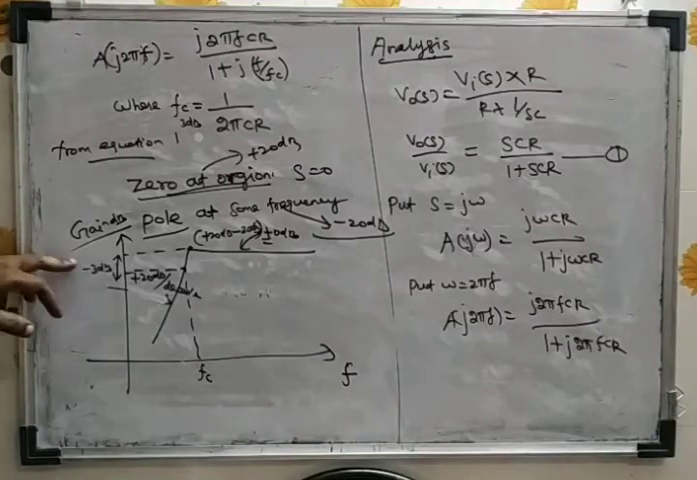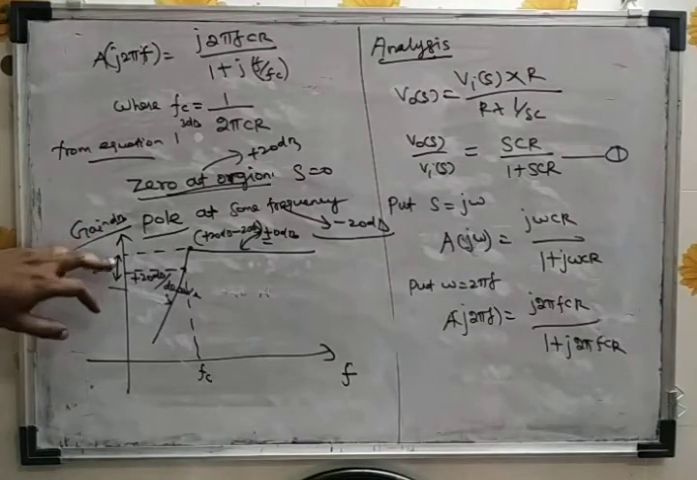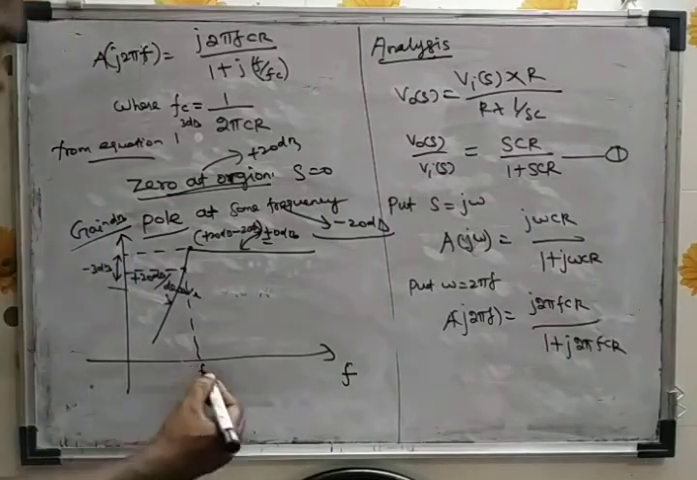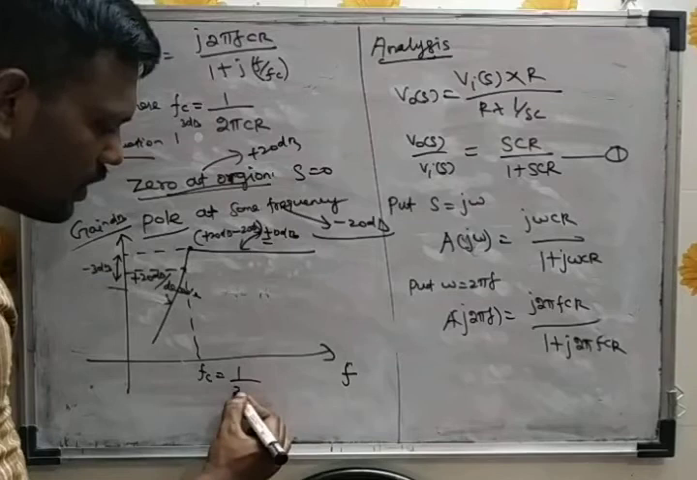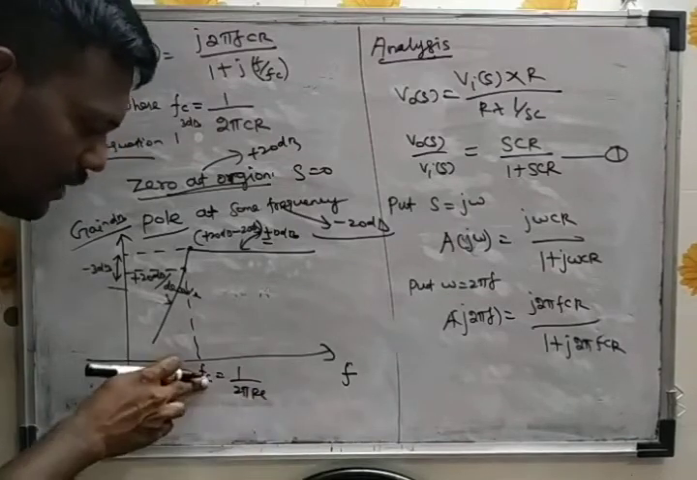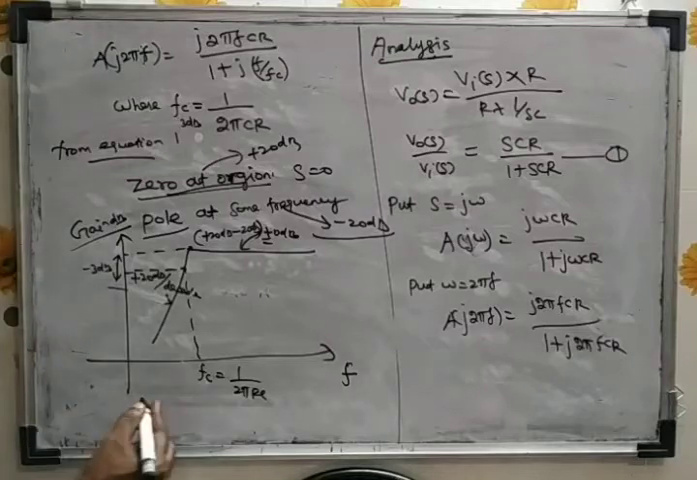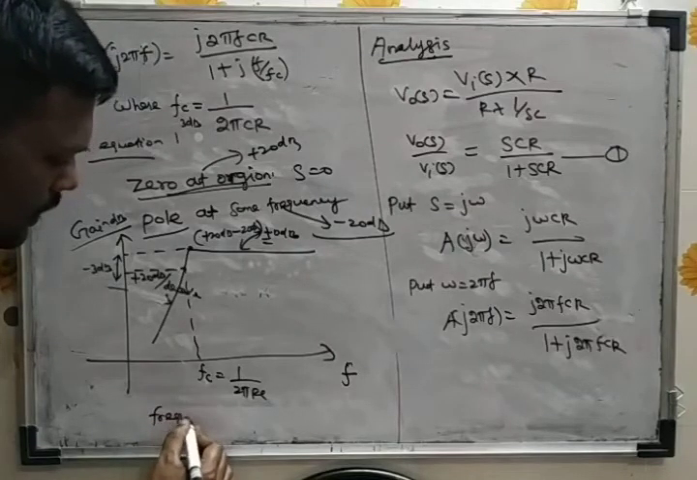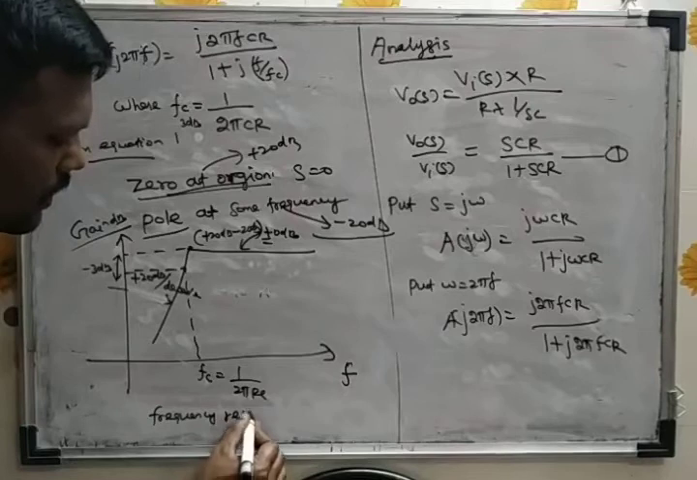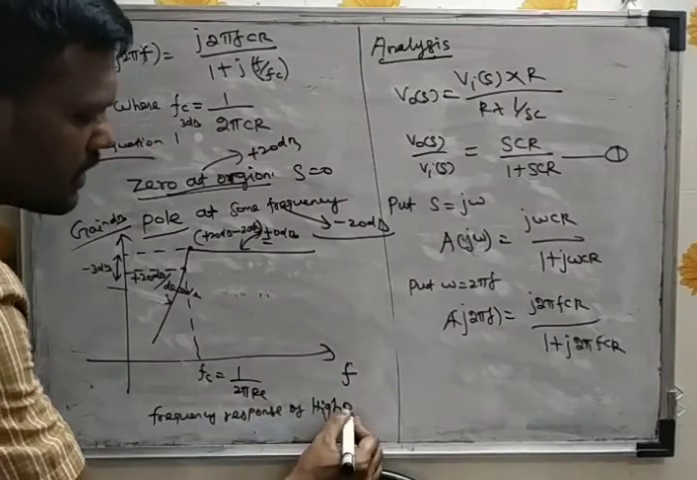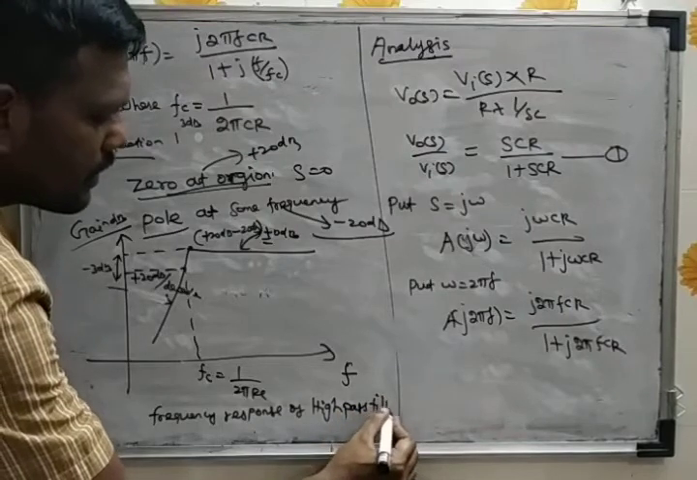In normal value, it will be 1 by root 2 times the maximum value, AV by root 2. So this cutoff frequency fC is 1 by 2 pi RC. It is determined by 1 by 2 pi RC. So this is the frequency response of a high pass filter.